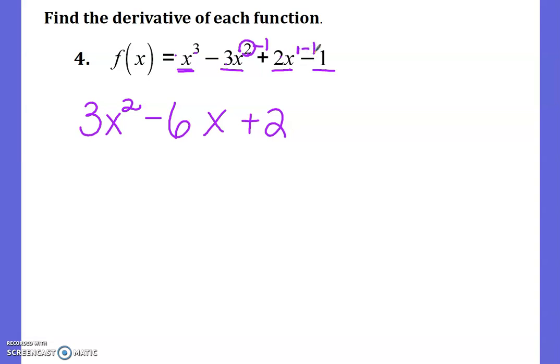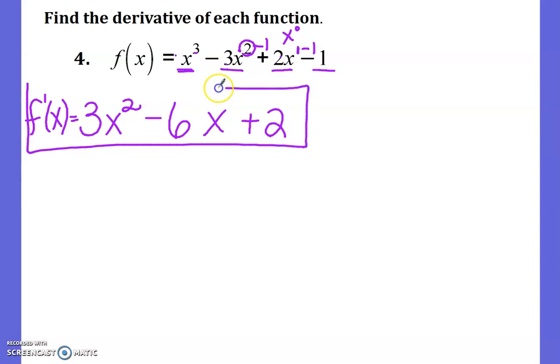When I subtract 1, that becomes x to the 0 power, which is just 1. So this is just going to stay 2. And then -1, the derivative of a constant is just 0. So we don't do that, that just turns to 0. So the derivative of f of x is 3x squared minus 6x plus 2.